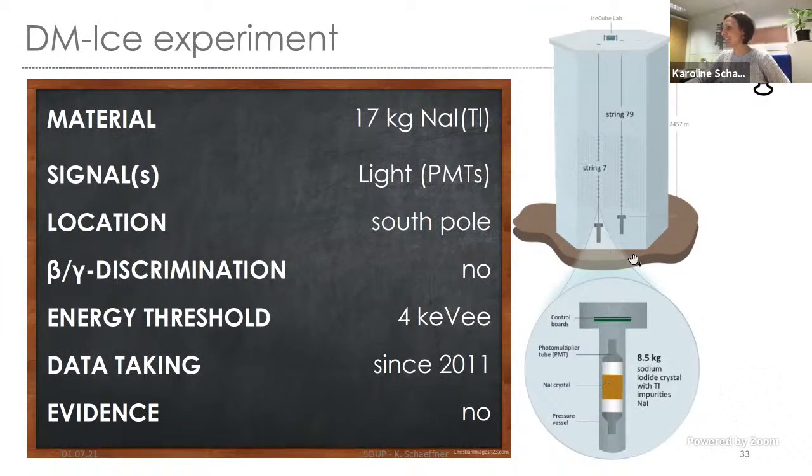So they just hang this a couple of kilometers deep in the ice. And it's paired with 2 phototubes. The threshold is rather high, around 4 keV electron equivalent. So there's a factor of 4 now relative to Dharma and the others. And they took data in 2011.